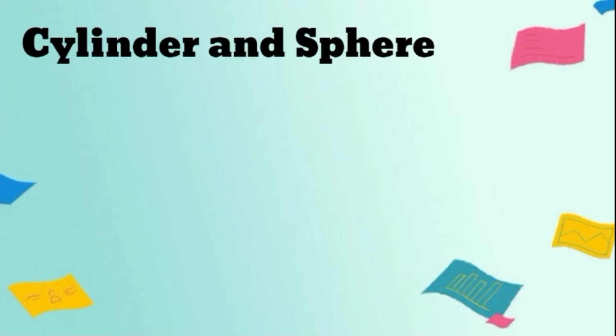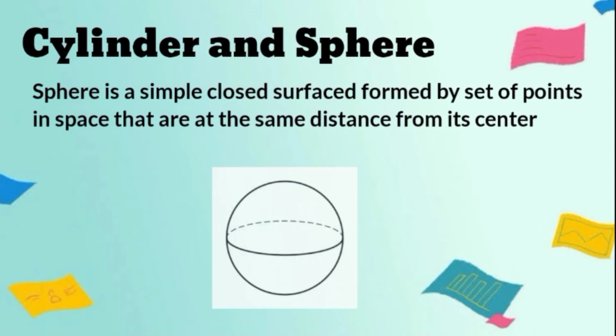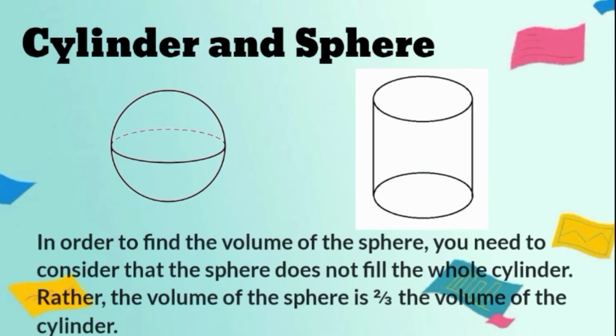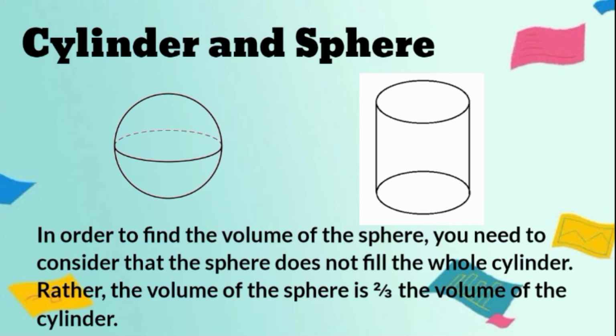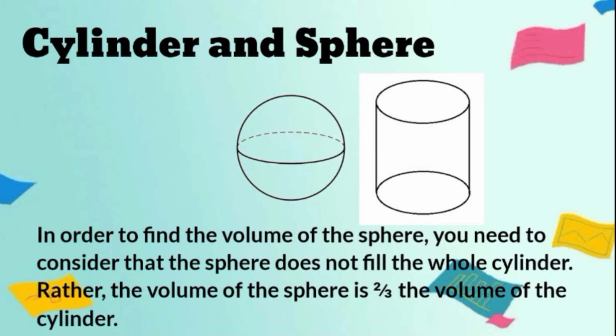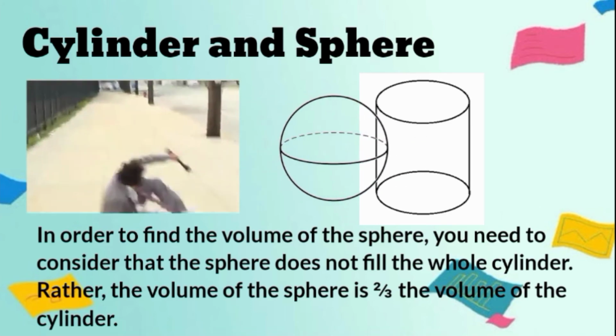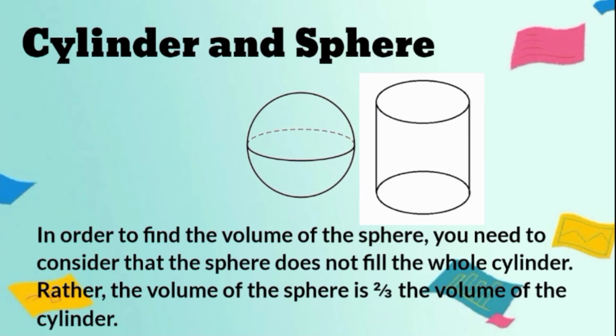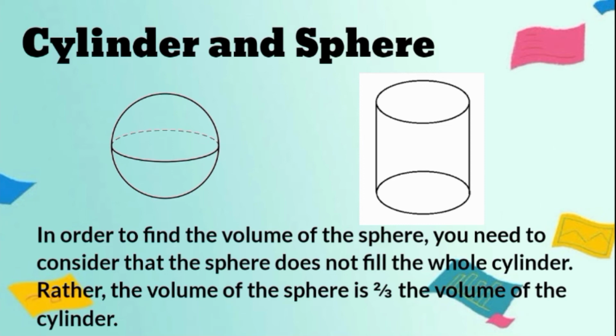Now, what is a sphere? A sphere is a simple closed surface formed by a set of points in space that are at the same distance from its center. In order to find the volume of the sphere, you need to consider that the sphere does not fill the full cylinder. Rather, the volume of the sphere is two-thirds the volume of the cylinder.